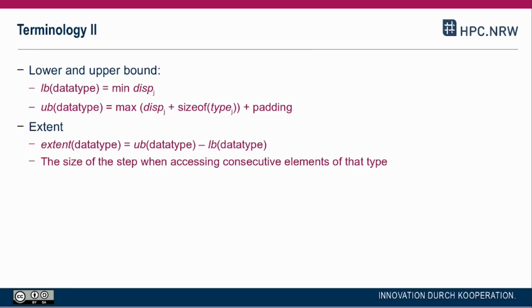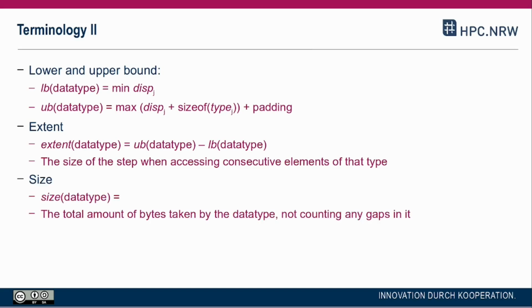And that is also something that we need to keep in mind. If we have multiple counts of something, it always goes with the extent. So if I send 2 elements of my derived data type, you only provide 1 start address. The address of the second element is right behind my extent. So that will be important once we try to communicate multiple columns and so on.